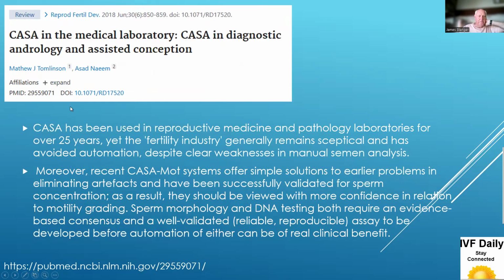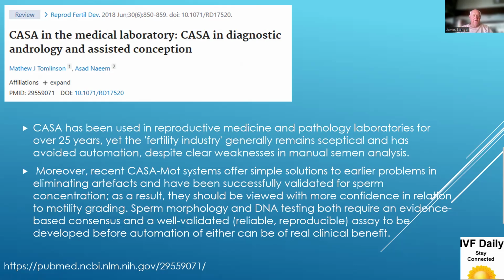There was a publication in 2018 by Matthew Thomason saying that CASA has been used in reproductive medicine pathology labs for over 25 years, yet the fertility industry generally remains skeptical and has avoided automation despite clear weaknesses in the manual semen analysis system.